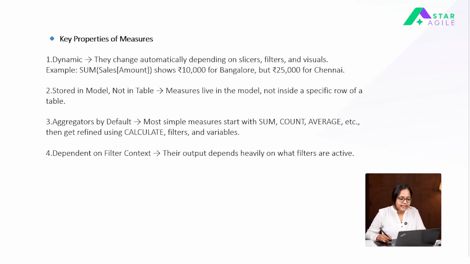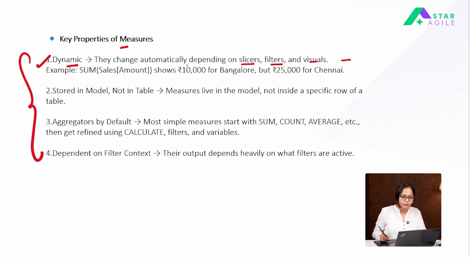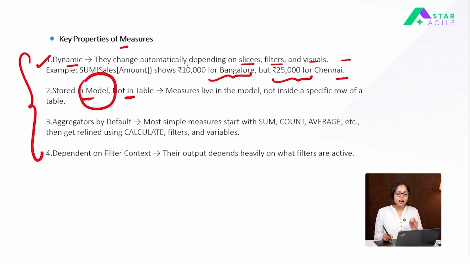So with that in mind, let us understand some of the key properties of a measure, guys. Firstly, it is dynamic. They change automatically depending on the slicers and the filters of your visual, which we just saw. For a particular location and fuel type, that can be the dynamic value that a measure gives. Secondly, they are stored in the model, not in the table. So there is no physical place where they are stored, right? They are basically model based, which is why data modeling is said to be the heart of Power BI, because if your modeling is not in place, your measures will also not be in place.